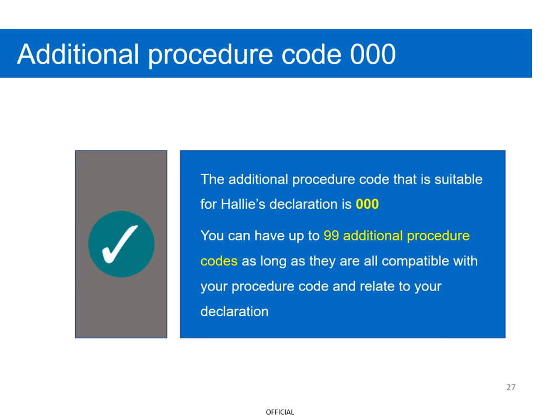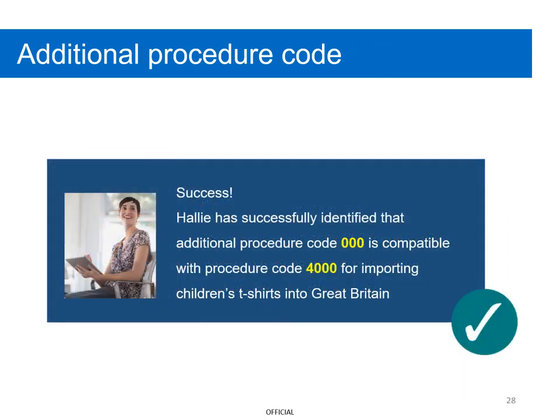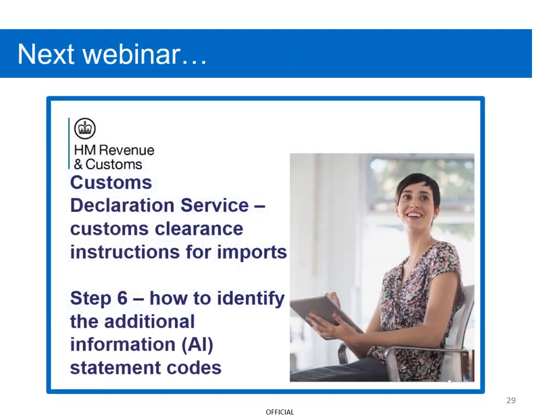However, you can have up to 99 additional procedure codes as long as they are all compatible with your procedure code and relate to your declaration. Hallie has correctly identified the additional procedure code for her children's t-shirts as 000. Watch the next webinar, which shows you how to identify the correct additional information statement codes.